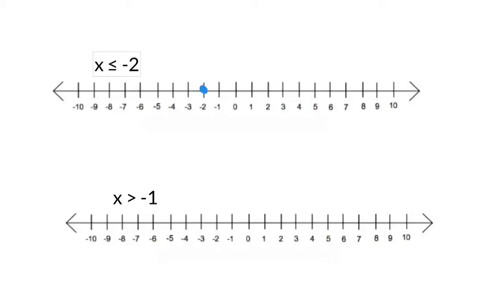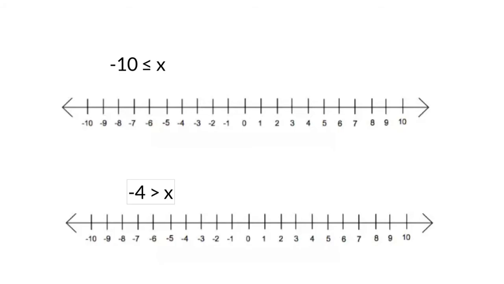So I'm going to put a closed circle on -2, and I will point my graph to the left because it says the values are getting smaller. Next, we have x is greater than -1. So I put an open circle at -1, and I'm going to point my graph to the right.